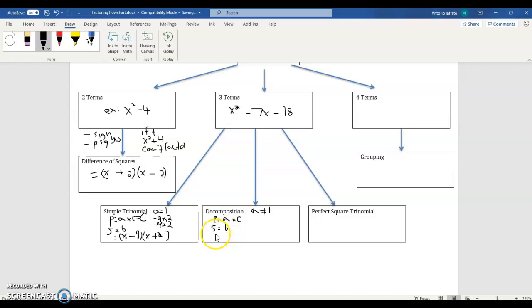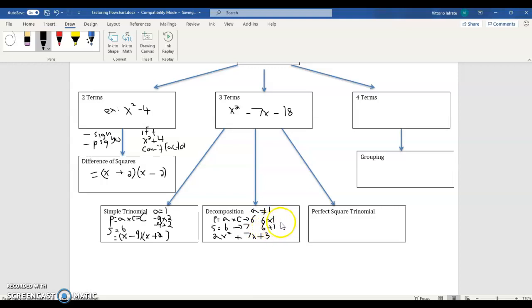So an example of that would be if we had, let's say, 2x squared plus 7x plus 3. So our product would have to be, in this case, 2 times 3, which is 6. And our sum would have to be 7. So two numbers, when you multiply them, they give you 6. When you add them together, they give you 7. And so that seems like 6 times 1, 6 plus 1. So 6 and 1 are the numbers.